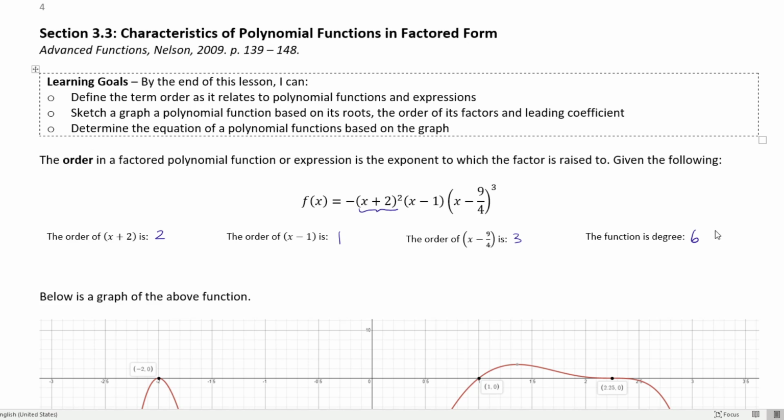So it is an even degree polynomial function. The other thing you may have noticed is that the leading coefficient is negative, so I'll put that in here as a side note. We have a negative leading coefficient. So I have an even degree polynomial with a negative leading coefficient. That means it's going to open down.